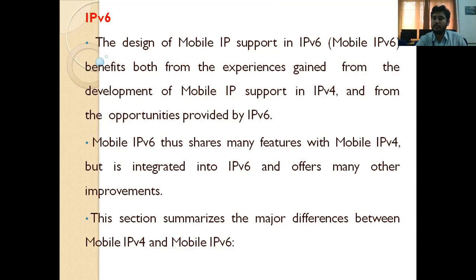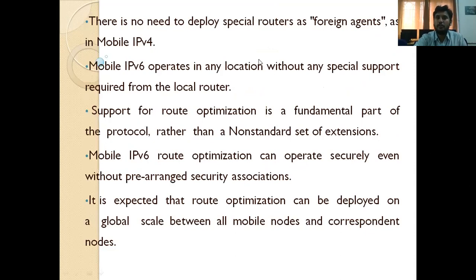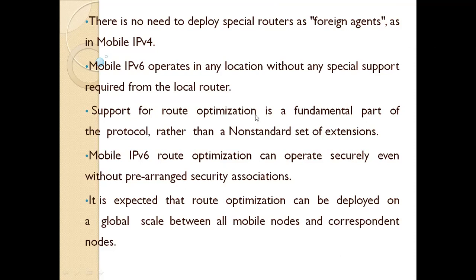This section summarizes the major differences between mobile IPv4 and mobile IPv6. There is no need to deploy special routers as foreign agents, as in mobile IPv4. But coming to mobile IPv6, it operates in any location without any special support required from the local router.